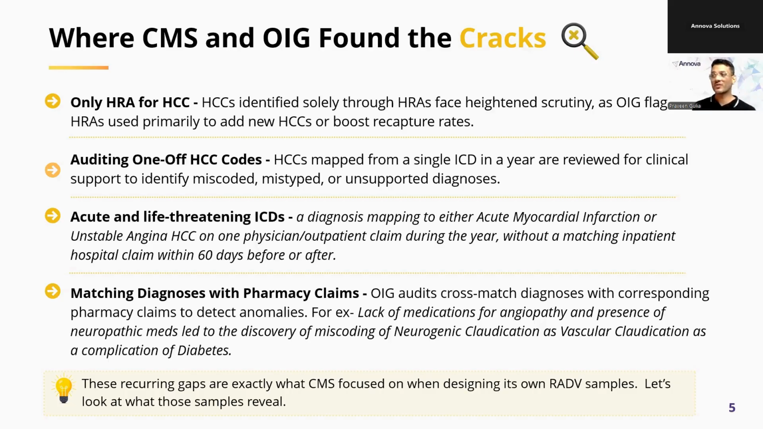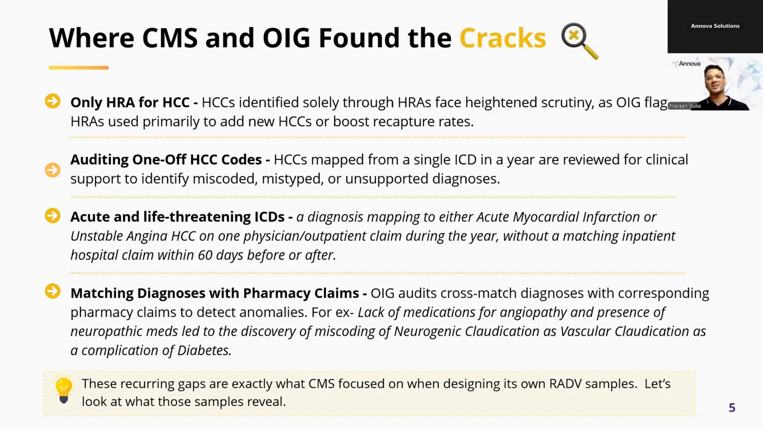Now, matching diagnosis with pharmacy claims. This is something that is not outrightly documented as a finding by OIG. This is something that we have inferred, that OIG does a cross match of diagnosis with corresponding pharmacy claims and all the Part D data that is submitted, right? The very important, the very popular one is vascular claudication that we have all seen. If any of you have received a CMS notice recently, because everyone is getting them nowadays, right? A very important condition that is being audited is peripheral vascular disease or vascular claudication.